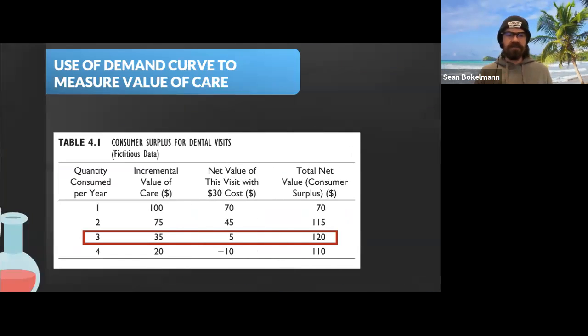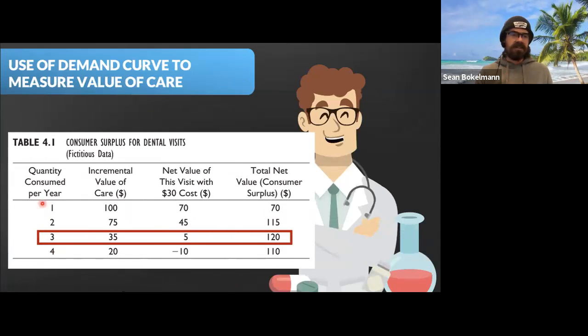And we can look at the same sort of data in a table, right? So here we've got the quantity consumed. We've got the incremental or marginal value. We've got the net value, so subtracting the cost of the visit from the willingness to pay. And then we can get the total consumer surplus by adding them up, right? So in this case, consumer surplus is maximized by consuming 3 units. If the 4th unit was consumed, that would actually decrease total surplus by $10, right? So this person would want to consume 3 and stop there, not consume any further.